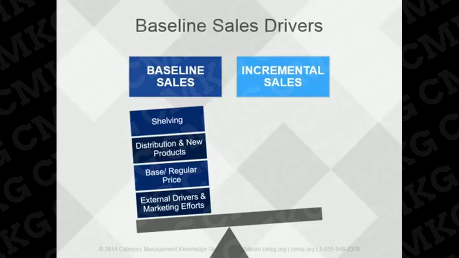First, let's look at baseline drivers. Baseline sales are driven by shelving, new products and distribution, regular price, and external drivers and marketing efforts. If you don't understand baseline and incremental sales in detail, you may want to review our Measuring Category Health Certified course, as we don't cover these more basic analytics in this course.